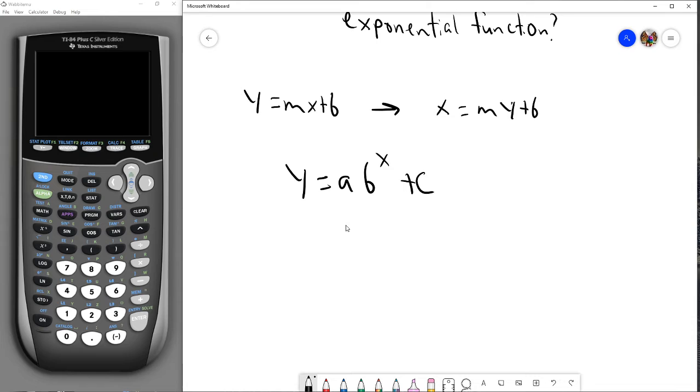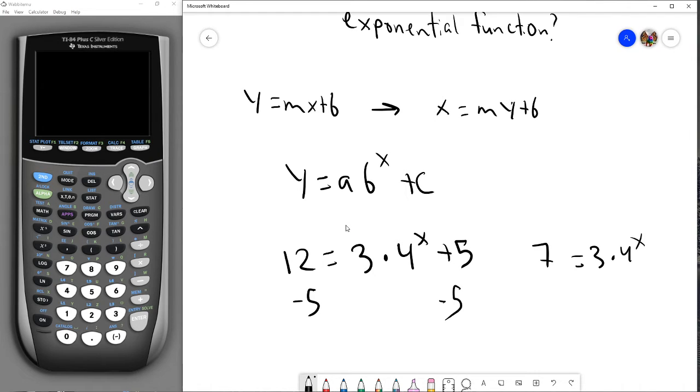Well, if we had something like, how about 12 equals 3 times 4 to the x plus 5, how would we solve and get that x down? Because we can subtract the 5 and divide the 3. So if we subtract the 5, we have 7 is equal to 3 times 4 to the x. And then if we divide that 3, we have 7/3 is equal to 4 to the x. But if we want to know what x is, we have to get it out of that exponent somehow. And to do that, I claim we need to know how to find the inverse of the exponential.